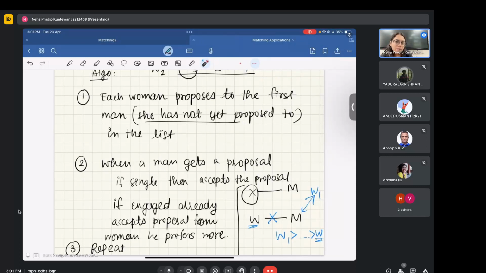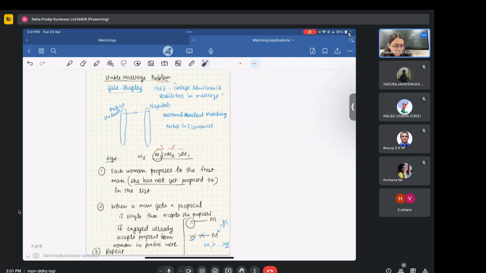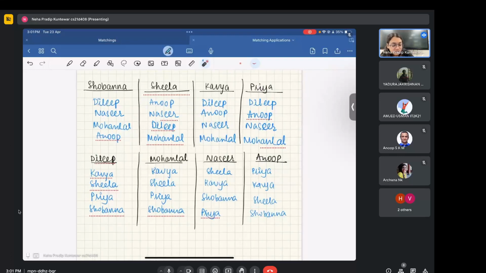So I'll take one example. I have a list of 4 women and 4 men, and they have some preferences here. These are 4 women who have preferences. For the sake of uniformity, they have to write the name of each person at least once. Each of them has their own preferences, and the men also have their preferences for women. Now what we will do is run the Gale-Shapley algorithm on this, and we will see whether the output is indeed a stable marriage.